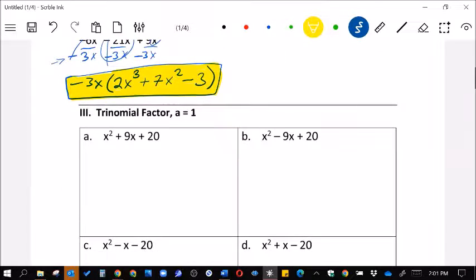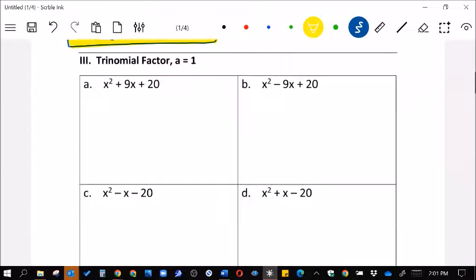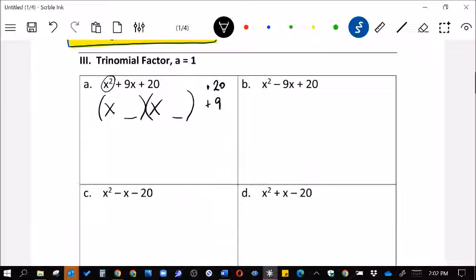Now let's talk about trinomial factoring. When a is equal to 1, this is relatively easy for most people. Once you get the concept down, this makes a good deal of sense. If it can be factored, it can be factored this way because the first two terms must be x's. That's the only way to get x squared. The two terms that are here have to multiply to make 20 and have to add to get 9.